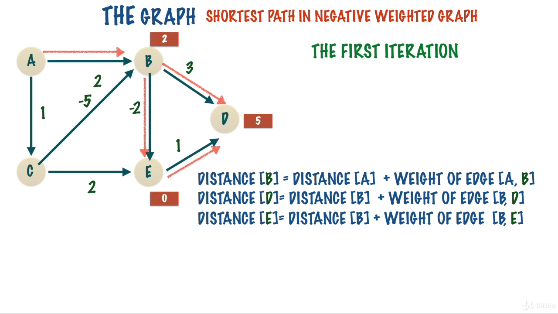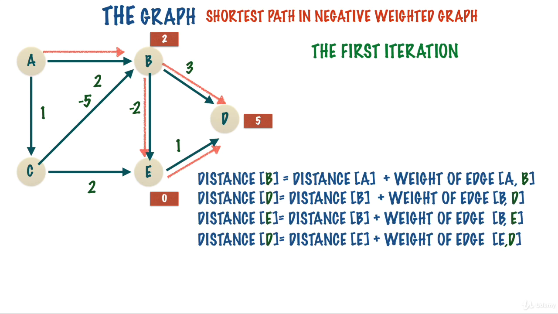Explore the edge now from E to D, which has an edge weight of 1. D is already present in our distance table with a distance of 5. However, the new distance is smaller than 5. So we basically update the distance table with the new distance, which is equal to the distance of E plus the weight of the edge E to D, equal to 1.